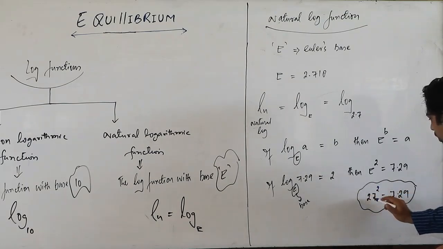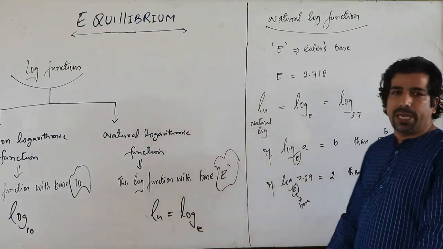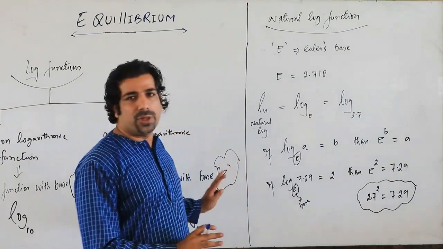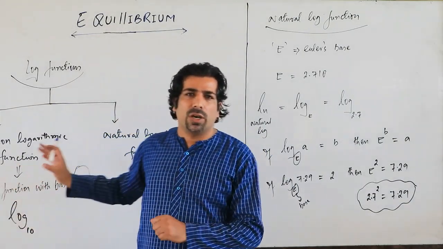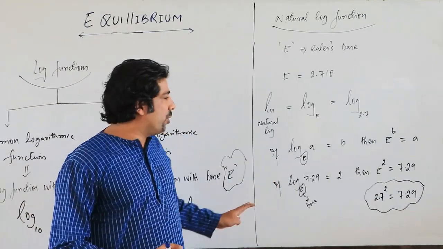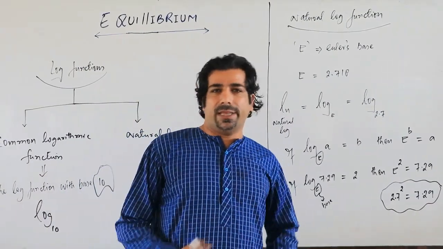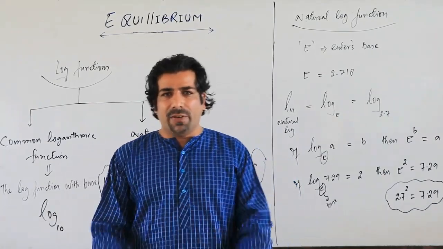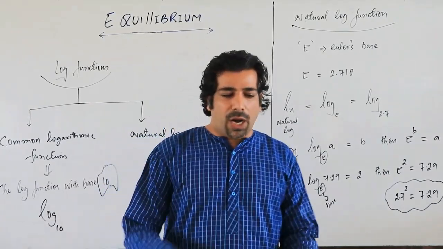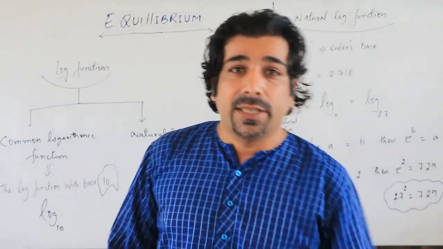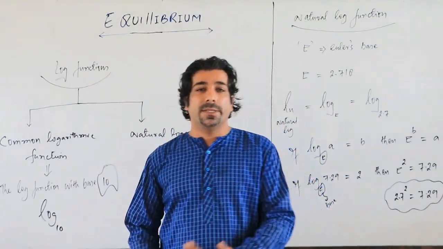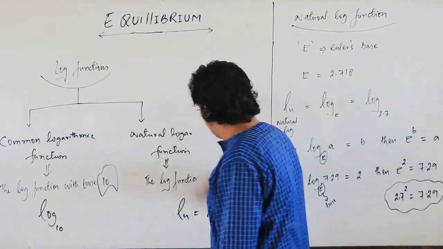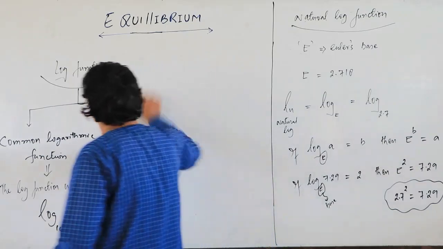So I hope you have understood what I have done with the common log and with the natural log, my dear friends. In common log, base is 10, and in the natural log, the base is e, and that is Euler's base. Its value is 2.7. Now after this we will study how we can relate the common log and the natural log. So, how common log is related to the natural log.